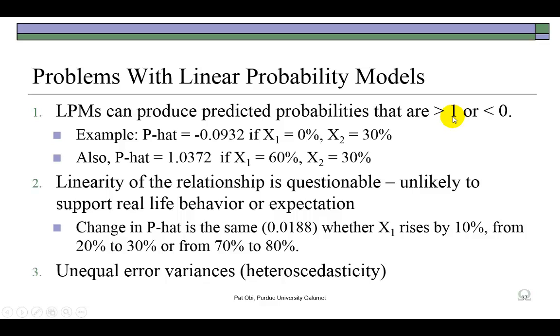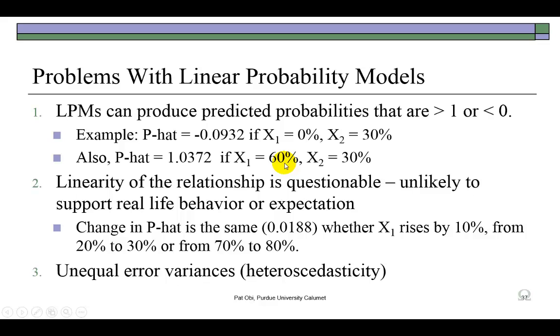For example, you will find that the predicted probability would take on a negative value of 0.0932 if x1 is 0. In other words, if the customer has no down payment, however, with income to loan ratio of 30%. So this outcome here makes no sense. As well, the outcome that p hat is more than 1, in this case 1.0372, with a 60% down payment and income to loan ratio of 30%, equally does not make sense.